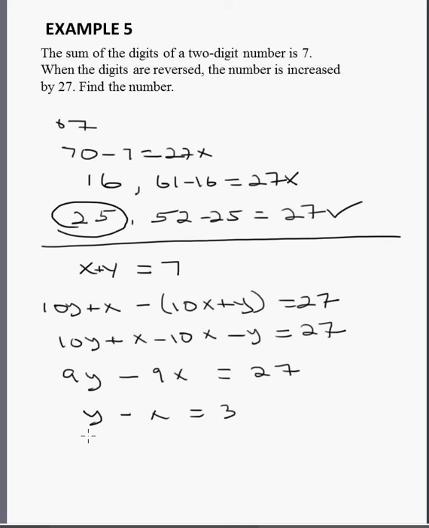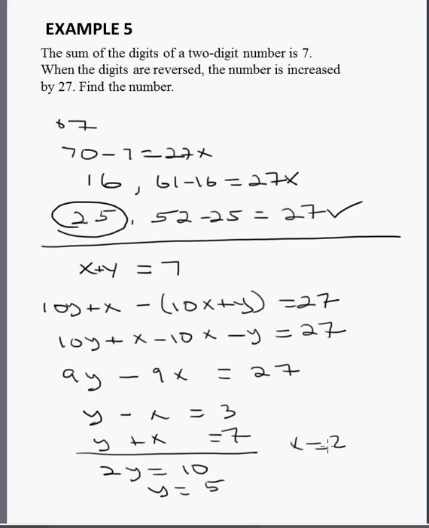So when I add, let me see, I can actually change this, and this equation becomes y plus x is equal to 7, the first equation. So when I add the two together, I get 2y is equal to 10, and therefore y is equal to 5. If y is equal to 5, then obviously my x is equal to 2. So the original number is 25, right? So you can also solve it that way, and that's also straightforward.